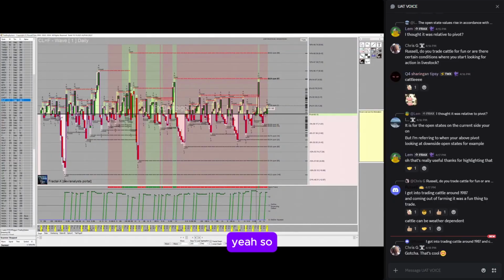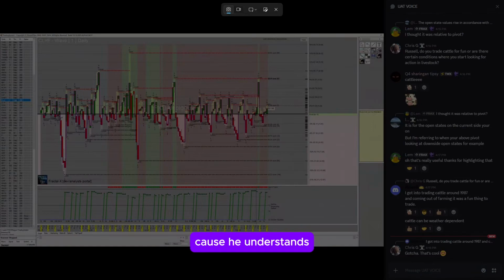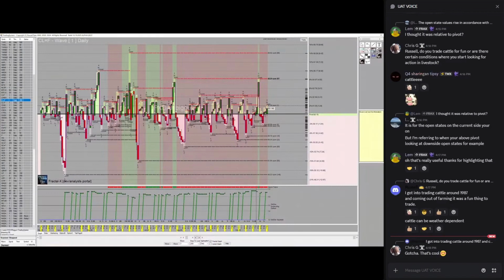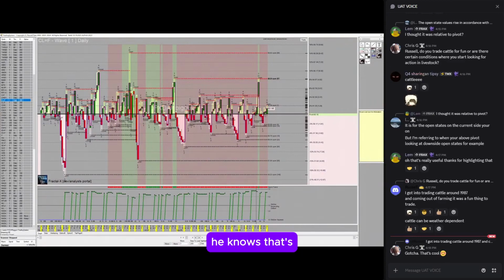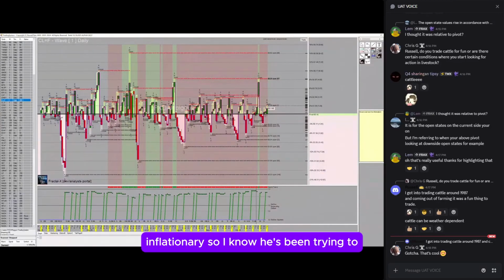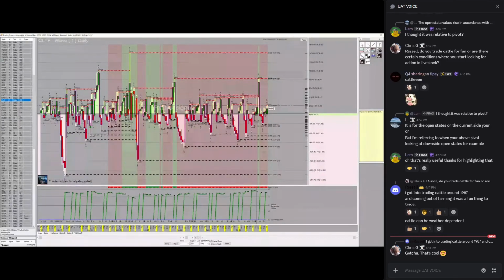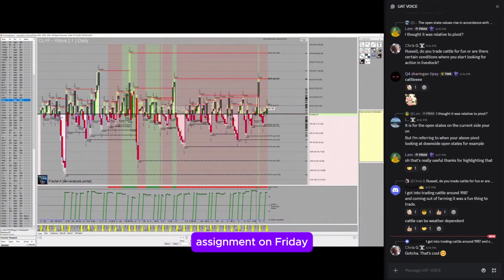Yeah, so maybe it'll, Trump's really been trying to get fossil fuels to behave, because they go into so many different things, and he knows that's highly inflationary. So I know he's been trying to get that tamed down. Now on 1015 on CLF, on our light sweet crude, we had a K assignment on Friday at the last minute. We'll have to see if that has some follow through.